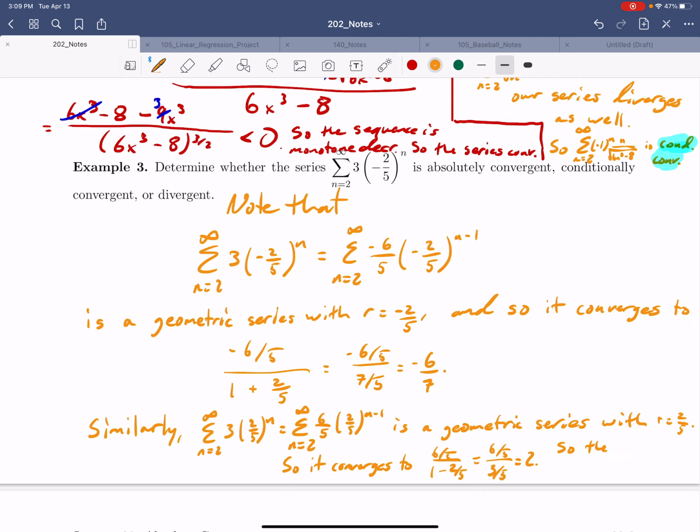So the original series absolutely converges. Okay. You might notice that any convergent geometric series has to be absolutely convergent, because the restriction on r for the series to be convergent is that the absolute value of r be less than 1, be between 0 and 1.